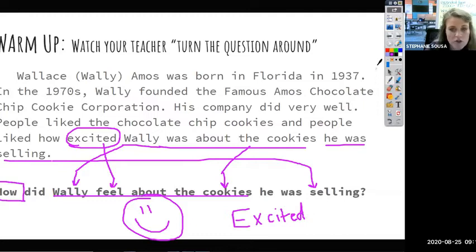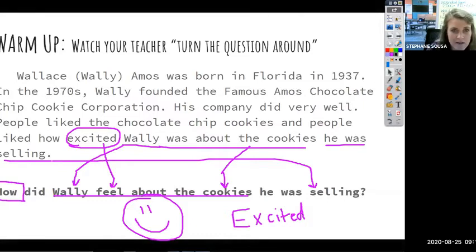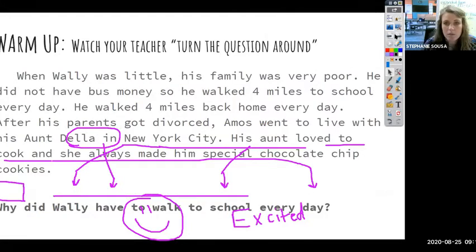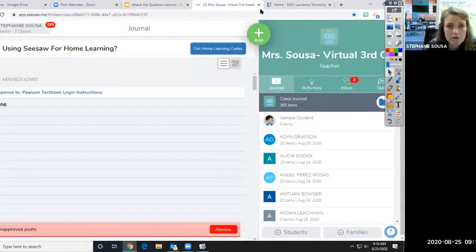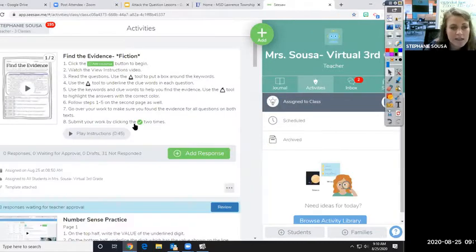Now I'd like for us to try that toggling activity, okay? So here's what's going to happen. On your Seesaw in a moment, you are going to open up an activity that was just released to you a few seconds ago. So in your activities, you have something that says find the evidence fiction. Now here's what you're going to do. You can see that I have Seesaw. You can see that I have Zoom. I'm going to be clicking back and forth between Seesaw and Zoom if I'm a student.